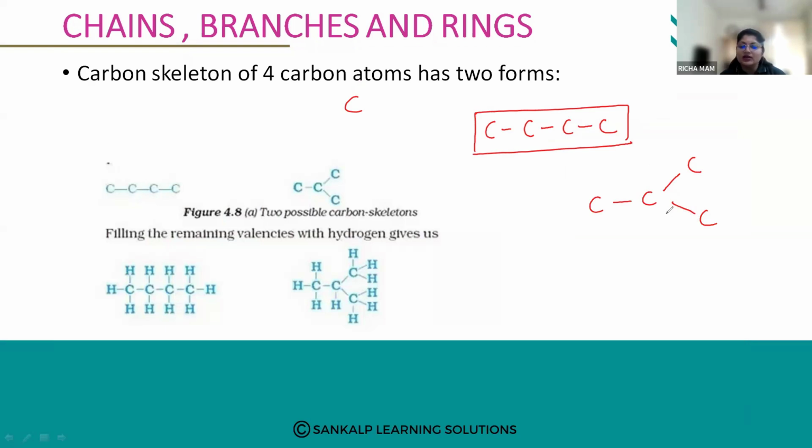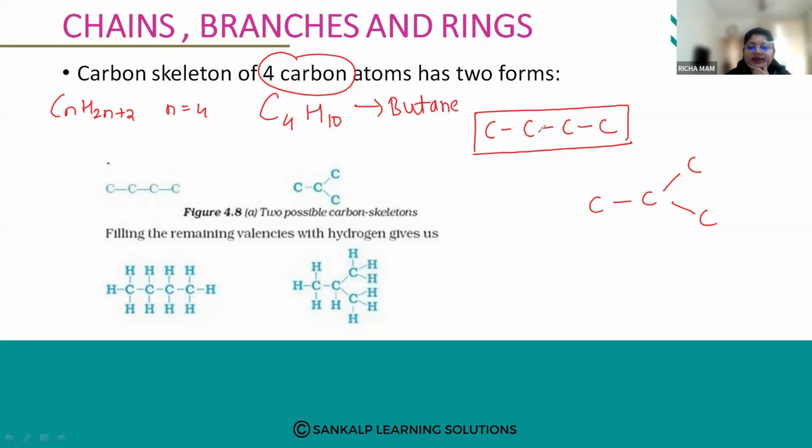So when carbon is equal to 4, if you have CnH2n+2, when n is equal to 4, the formula will be C4H10. The name of the compound will be butane. So butane will have 4 carbon atoms, and the two different possibilities are one in the form of a straight chain, another in the form of a branch.